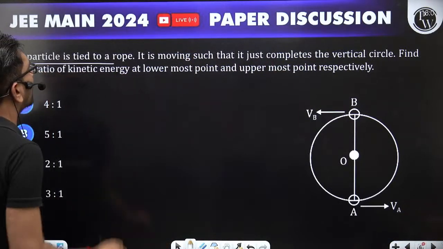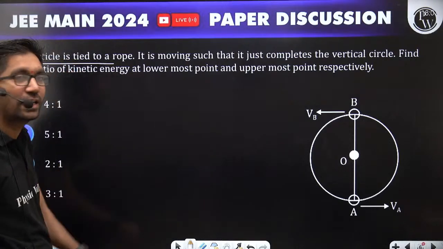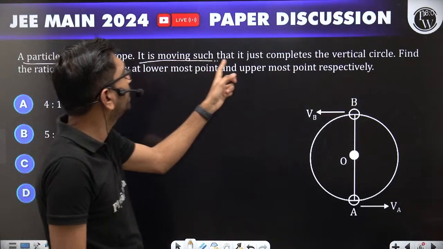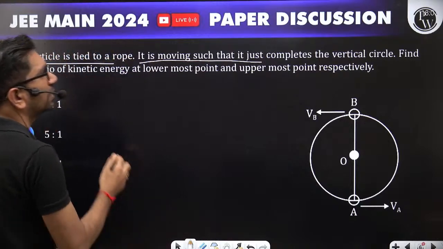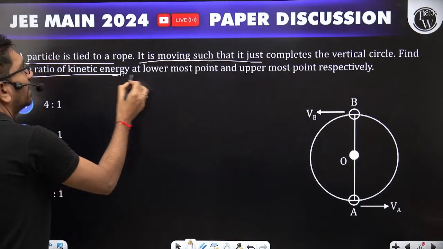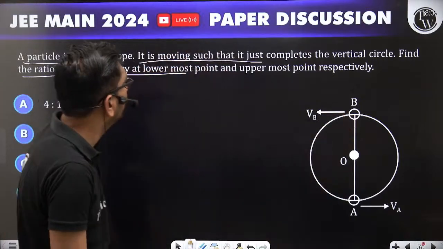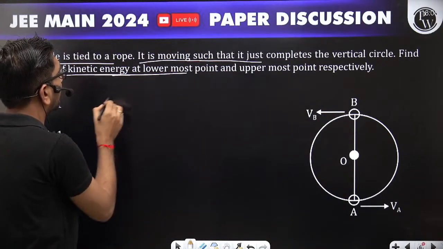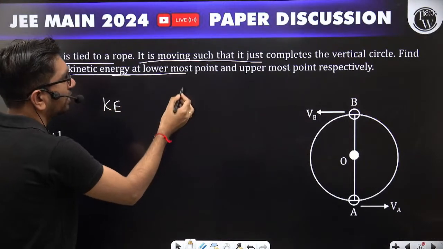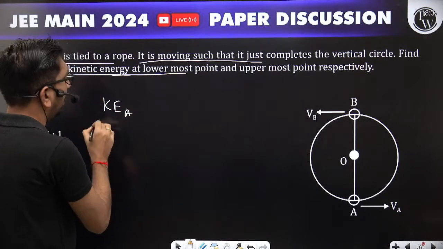A particle is tied to a rope, okay? See here, the diagram is also given here. It is moving such that it completes the vertical circle. Find the ratio of kinetic energy at the lowermost point. This is A and this is B I am taking, okay? Find the ratio of kinetic energy at the lowest point, that is point A.